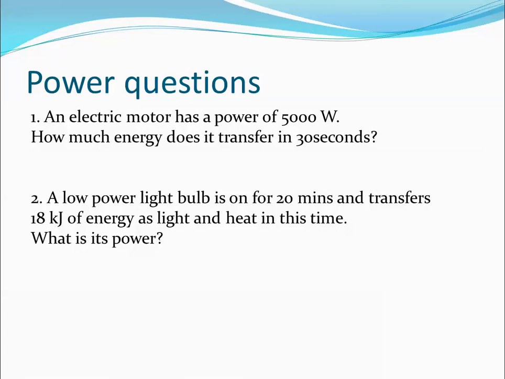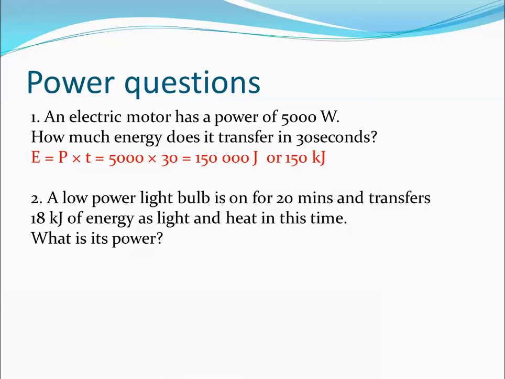Answers. Okay, so how much energy does it transfer in 30 seconds? Well, energy is power times time, 5000 times 30, 150,000 joules, or 150 kilojoules. Relatively straightforward. There's no real rearranging. That's the equation given to you in the formula sheet, so 1 mark.